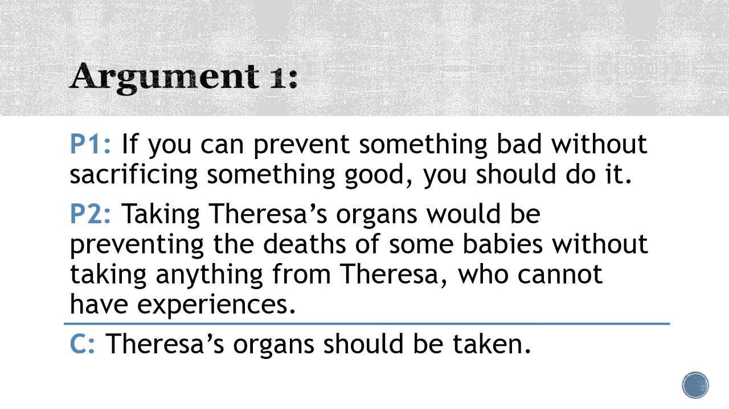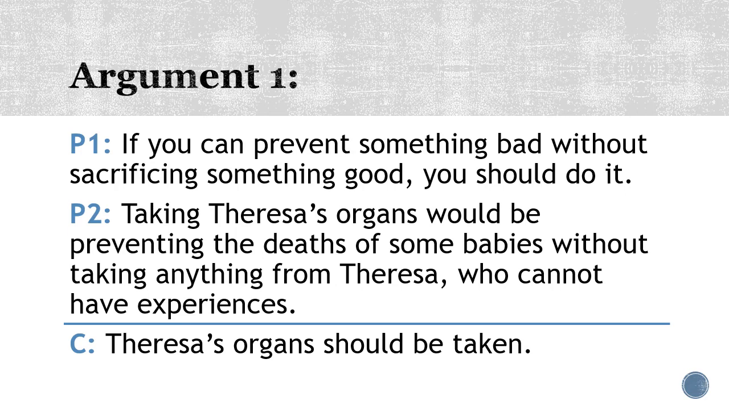One might say, in trying to advocate for doing one thing or another, that one would build an argument. One would specify for what reason you should do or not do some particular thing, for example the action that the parents intended to undertake with respect to baby Theresa's organs. So consider this argument here. The first premise says, if you can prevent something bad without sacrificing something good, you should do it. Premise 2 states that taking Theresa's organs would be preventing the deaths of some babies without taking anything from Theresa, who cannot have experiences. And so therefore Theresa's organs should be taken.